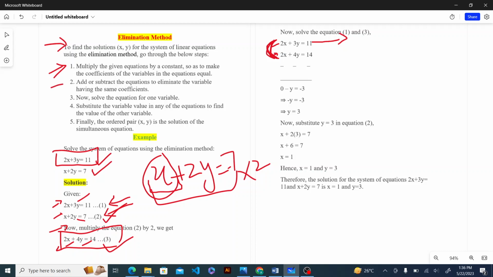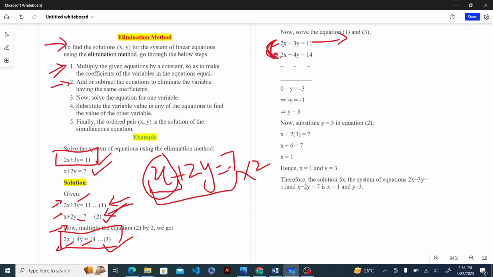So second step, add or subtract the equations to eliminate the variable having the same coefficients. See which variables have the same coefficient now. X has the same coefficient, that is 2. So we are going to add or subtract these two equations from each other, and then we will eliminate the x variable.